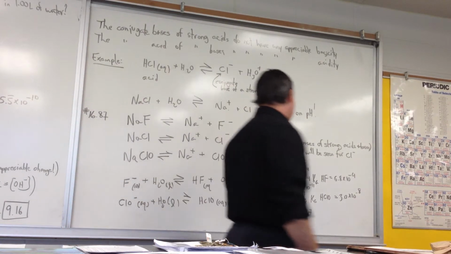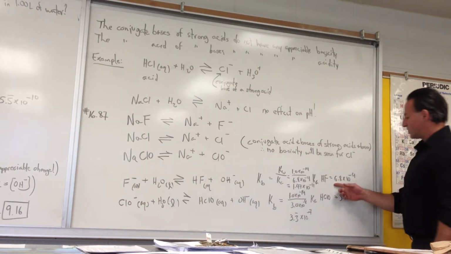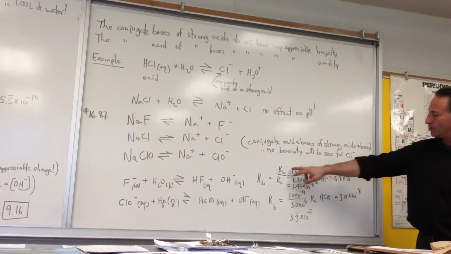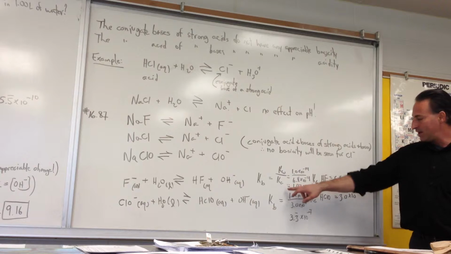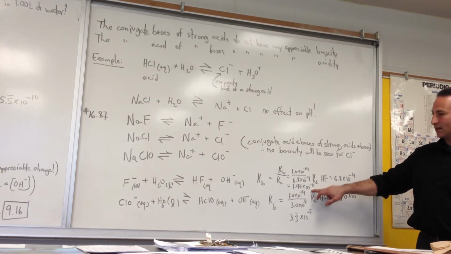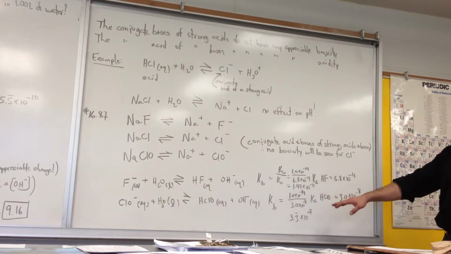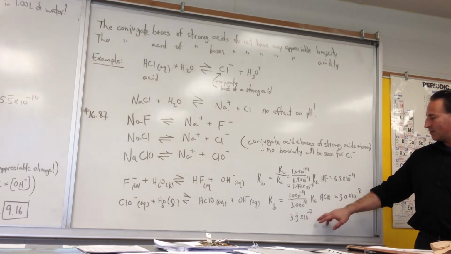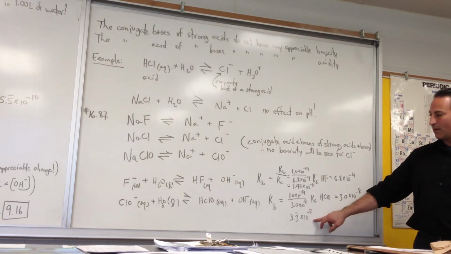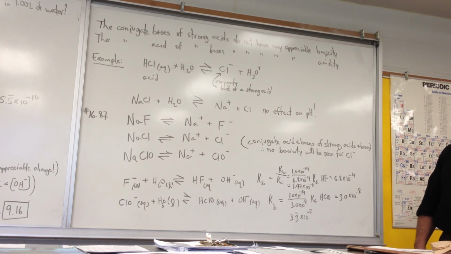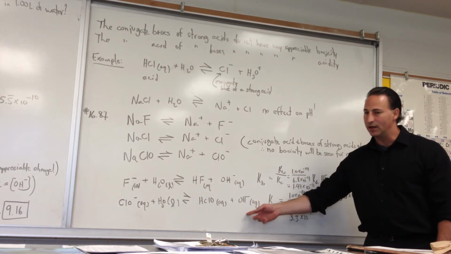The Ka for hydrofluoric acid is 6.8 times 10 to the minus 4. So if we plug that into Kw over Ka, we get that Kb for fluoride anion is 1.47 times 10 to the minus 11. Likewise, for hypochlorite, the Kb value is 3.3 times 10 to the minus 7. So the stronger base of the two is the hypochlorite anion. It's got a bigger number for Kb. So the more basic of the two is the hypochlorite anion.